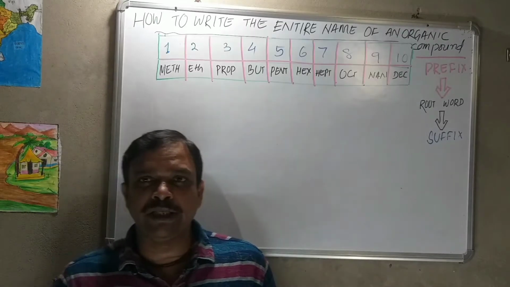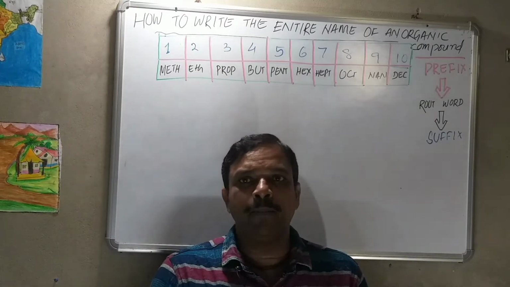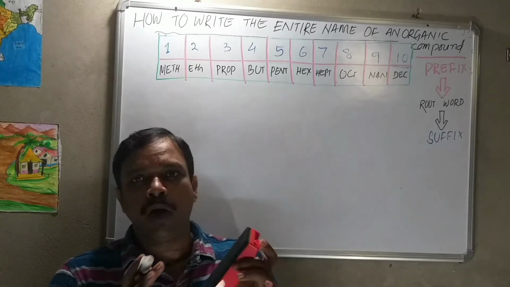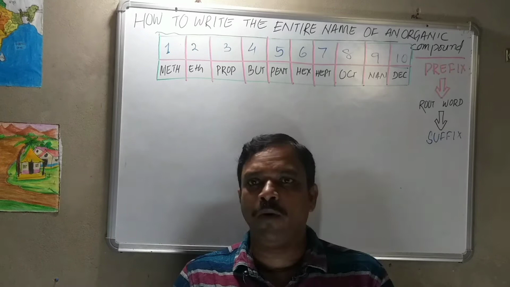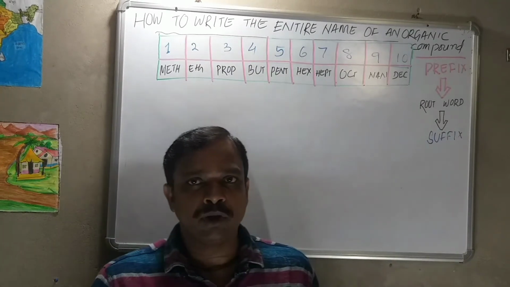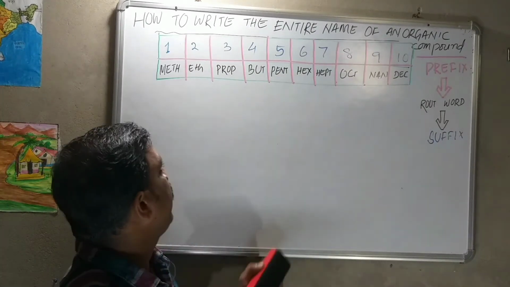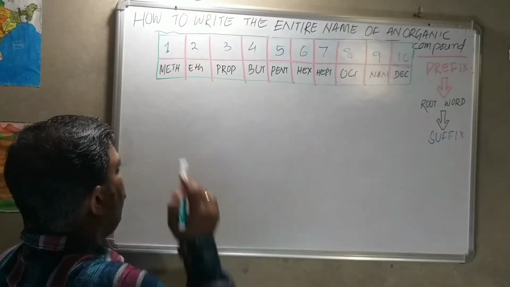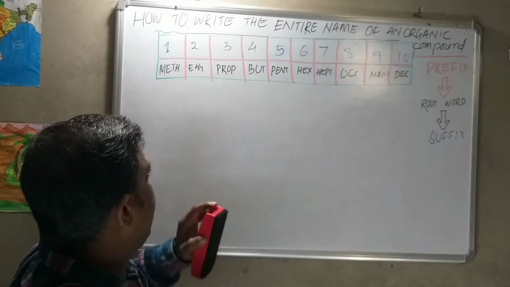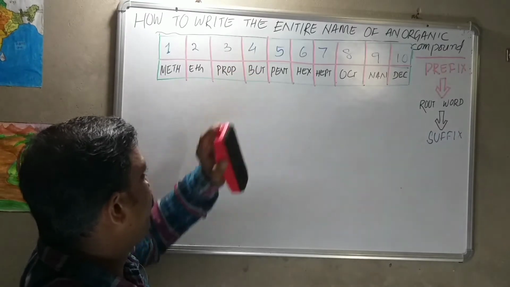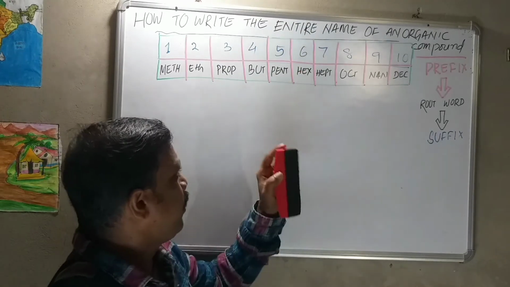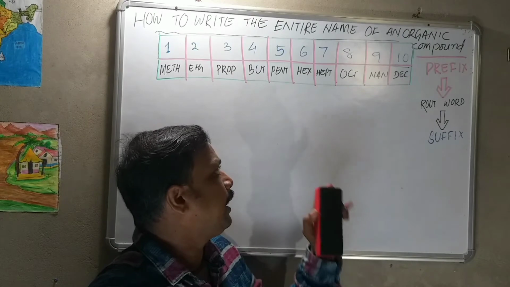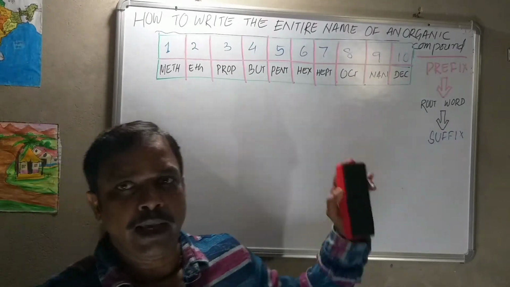Last class, we saw how to write the prefix in an organic compound containing a substituent. Let's write the entire name of an organic compound. Keep in mind the root words: 1 is meth, 2 is eth, 3 is prop, 4 is but, 5 is pent, and so on. 6 is hex, 7 is hept, 8 is oct, 9 is non, 10 is dec.